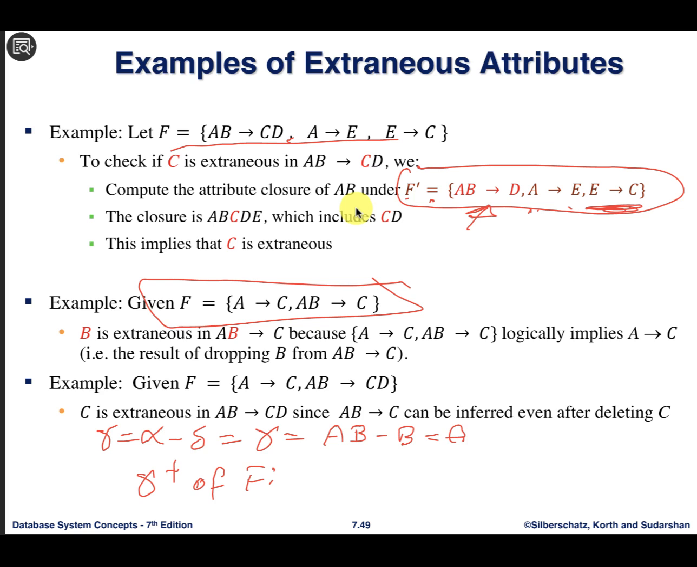Here, gamma prime, the closure of F, sorry, based on what? The original one. Gamma is going to be what? So that means A closure. A closure is going to be A, C, okay, done. What you find? You start from A and being able to reach beta, and beta is going to be a subset, part of the result, then done.